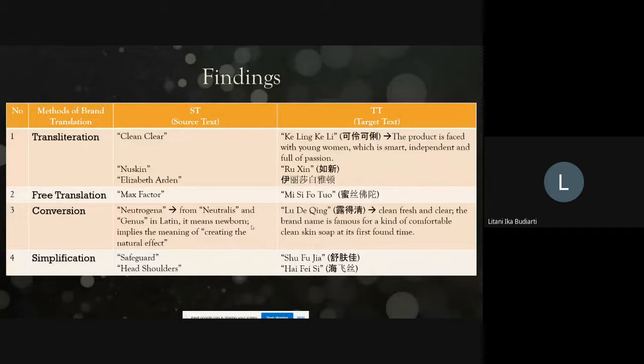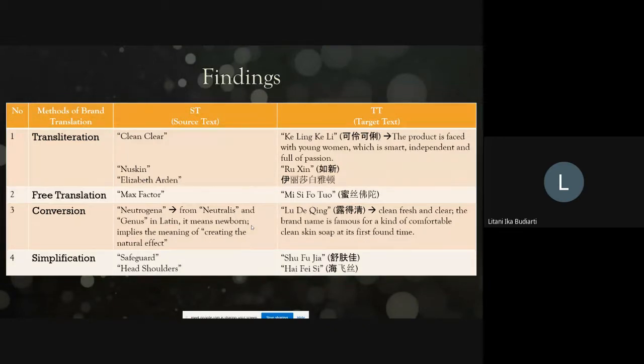So in the free translation here, the brand is translated as if taken from each of the words, but here the translator makes it appropriate to their own language. The meaning is actually the same, but they also make it meaningful in their own language.